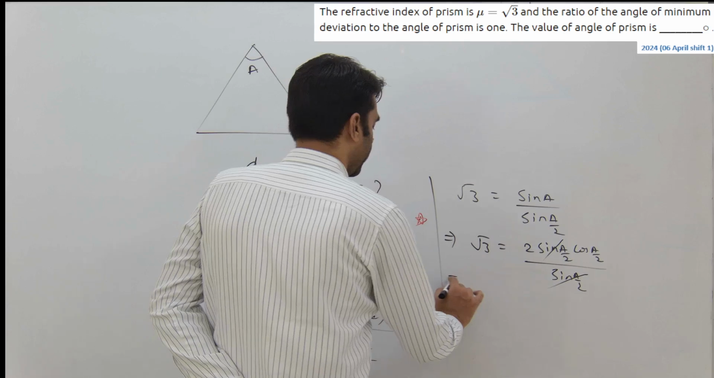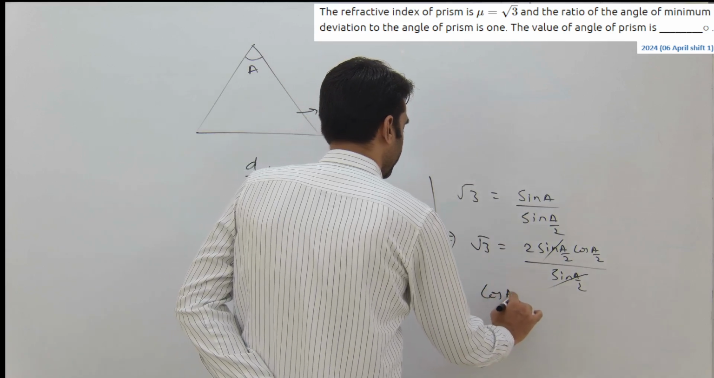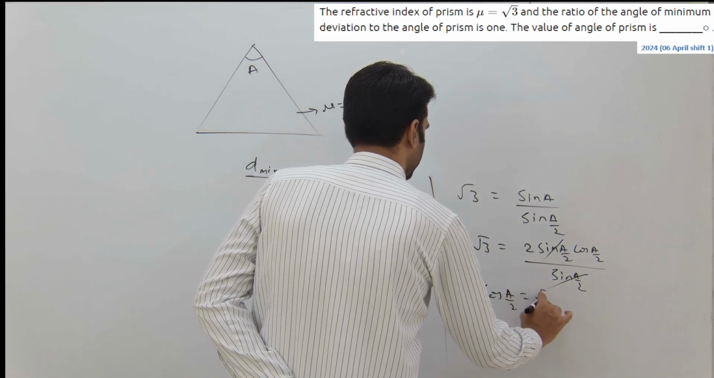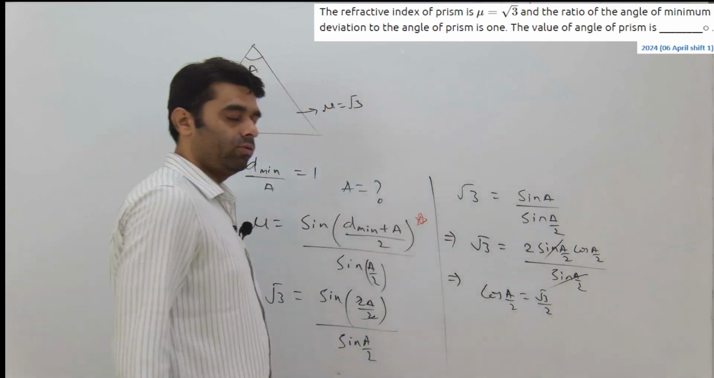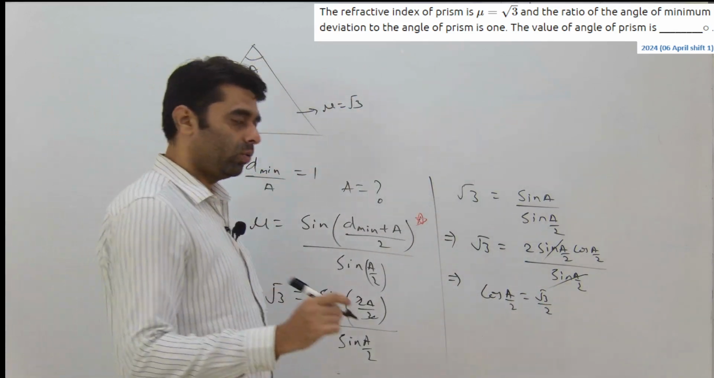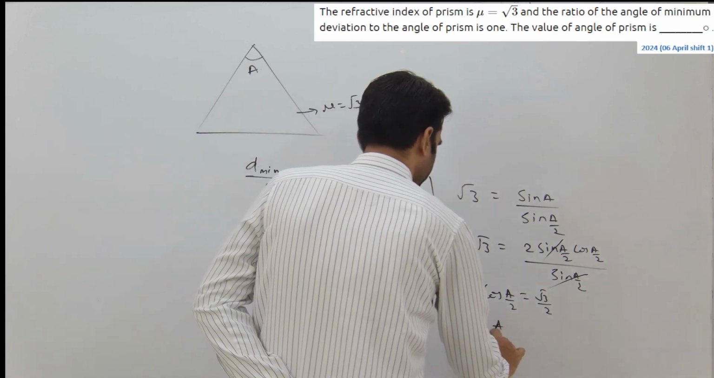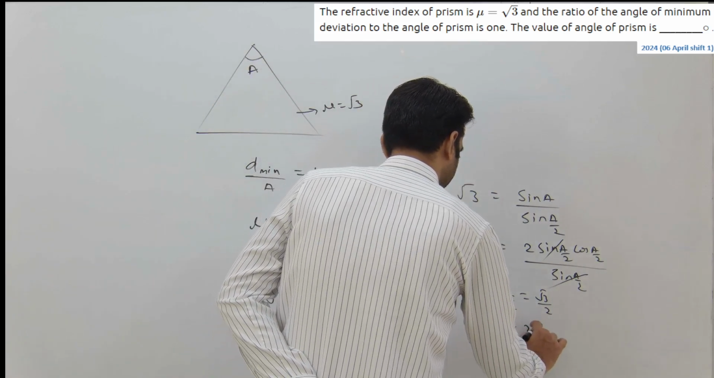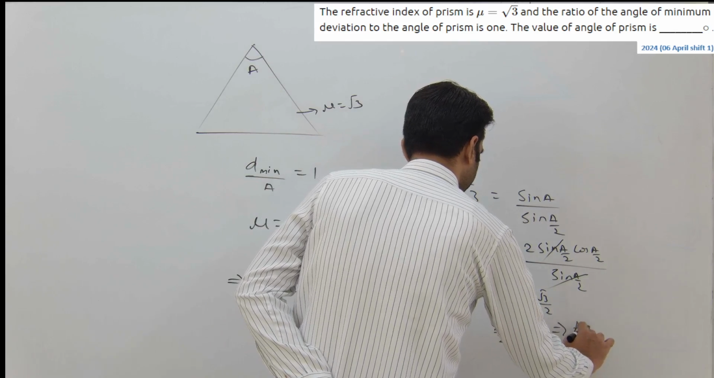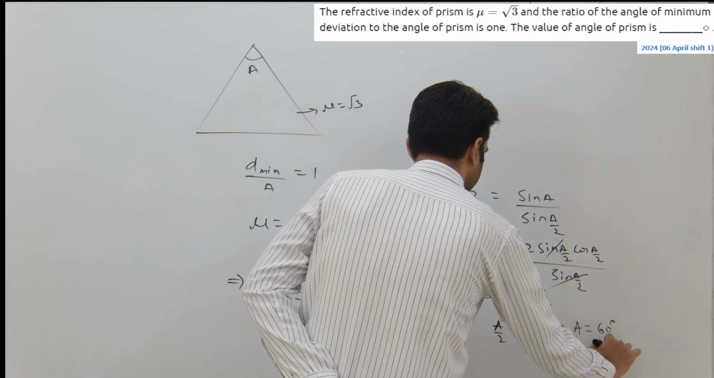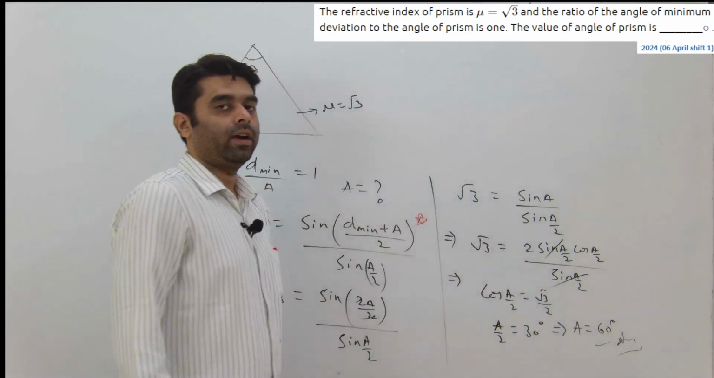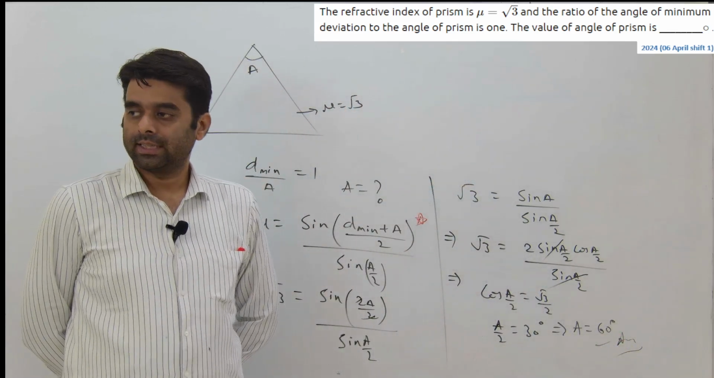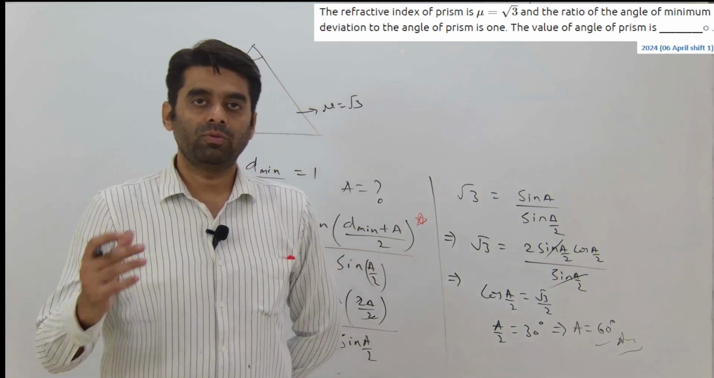So we are getting cos A by 2 is equal to root 3 by 2. Cos A by 2 is root 3 by 2. That implies A by 2 is 30 degrees, and A is 60 degrees, right? Angle of prism comes out to be 60 degrees. I hope it is okay. Let's move to the next question.